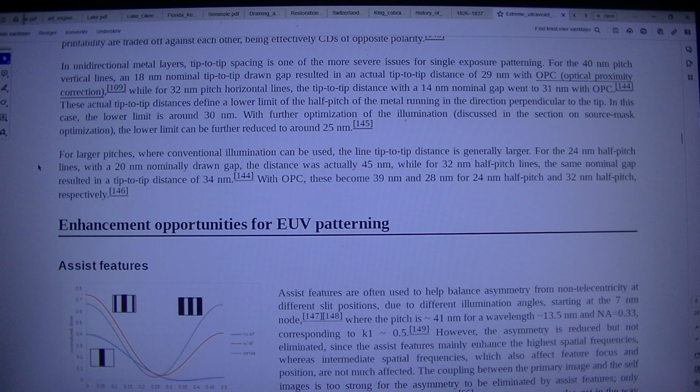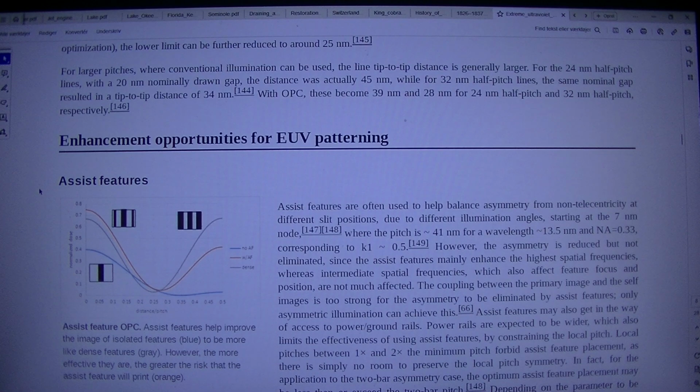For larger pitches, where conventional illumination can be used, the line tip-to-tip distance is generally larger. For the 24 nm half-pitch lines, with a 20 nm nominally drawn gap, the distance was actually 45 nm, while for 32 nm half-pitch lines, the same nominal gap resulted in a tip-to-tip distance of 34 nm. With OPC, these become 39 nm and 28 nm for 24 nm half-pitch and 32 nm half-pitch respectively.